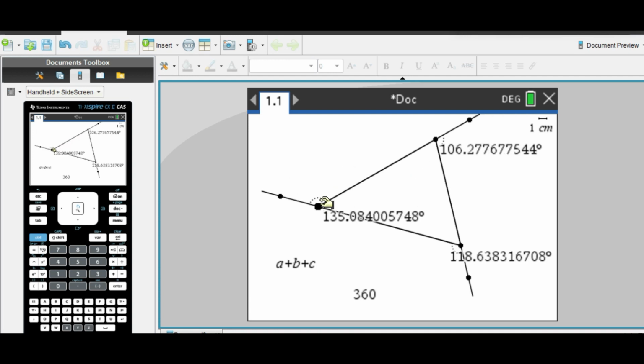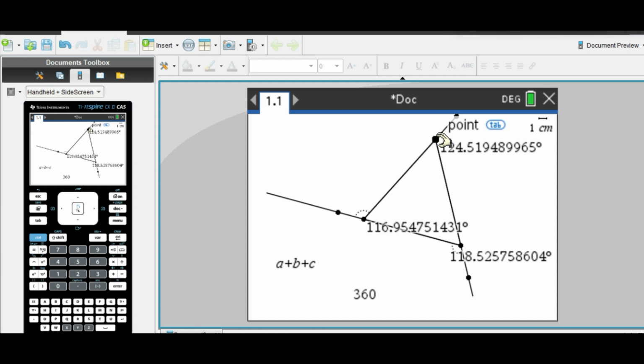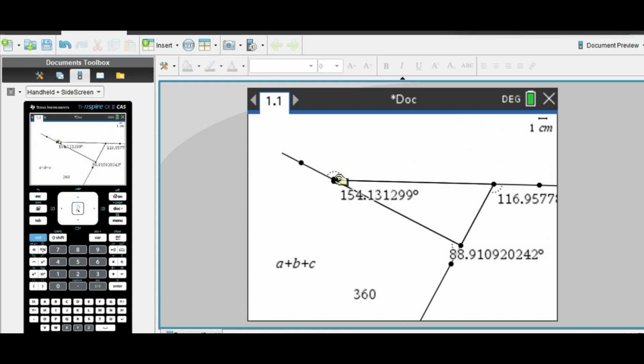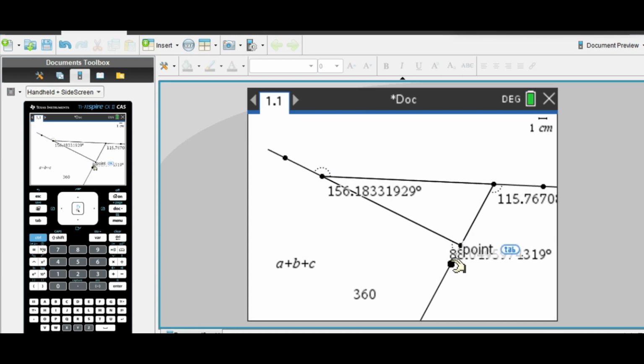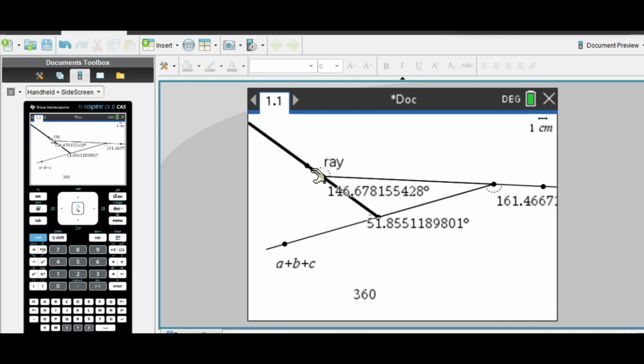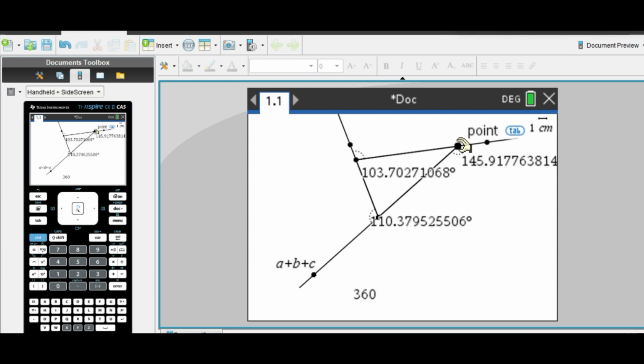360 degrees. Okay. What if I change these? Does it change the number? The answer is no. For any triangle, the sum of the exterior angles is always going to be 360 degrees, no matter what. That's kind of a nice, easy number to remember.